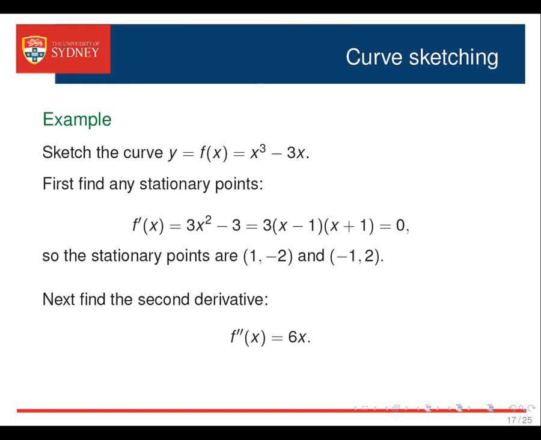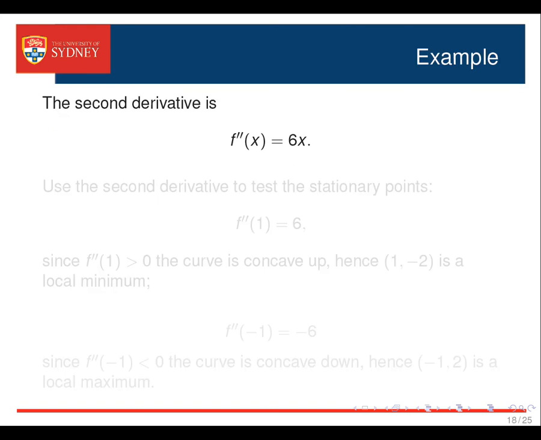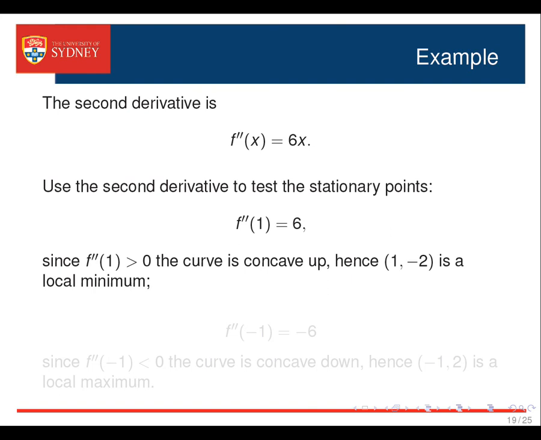Next, we find the second derivative, which is 6x. We'll have the second derivative here again on this slide for your quick reference. Substitute the stationary point (1, -2) into the second derivative. This will give us 6. Since it is positive, the curve is concave up at this point, so (1, -2) is a local minimum.